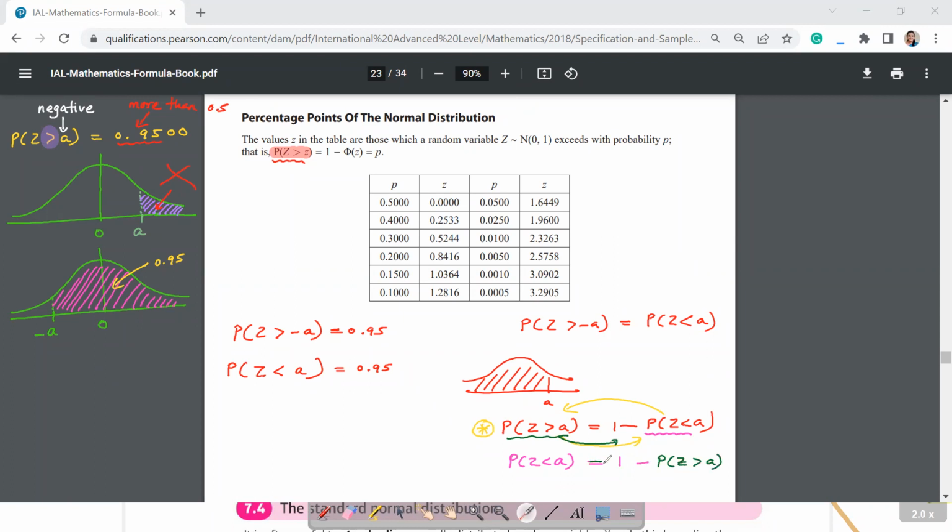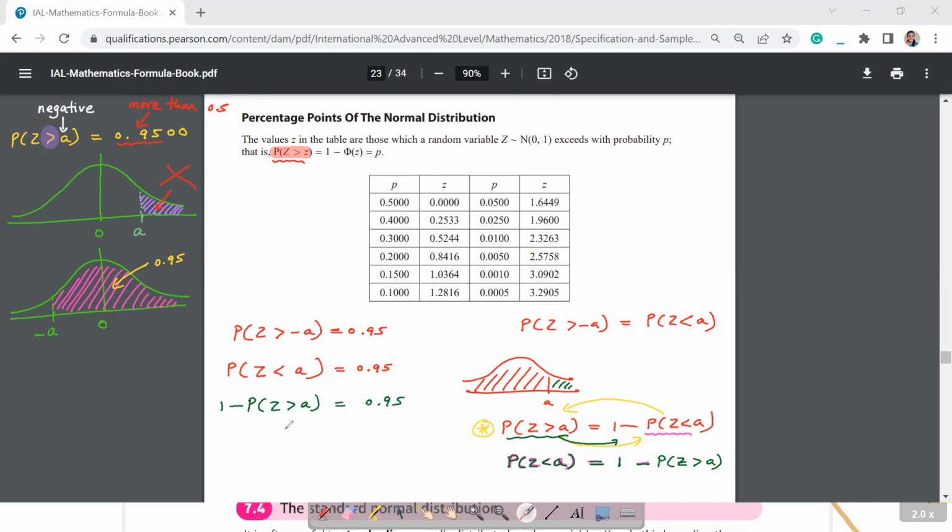So it's basically the same equation, the main equation you use. I'm just rearranging. The reason I'm going with this conversion for Z less than A is that I want to get the area in front, because this table only works for Z greater than A. So let's convert. Z less than A is 1 minus probability Z greater than A.